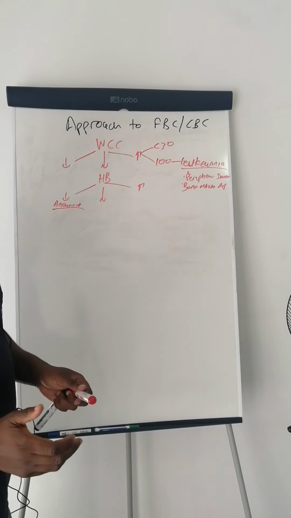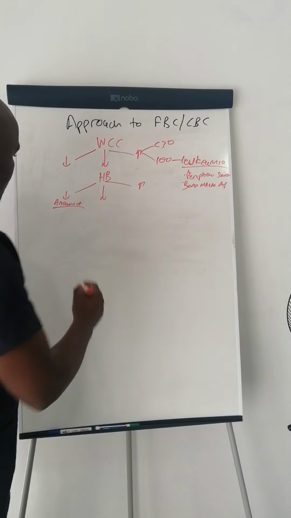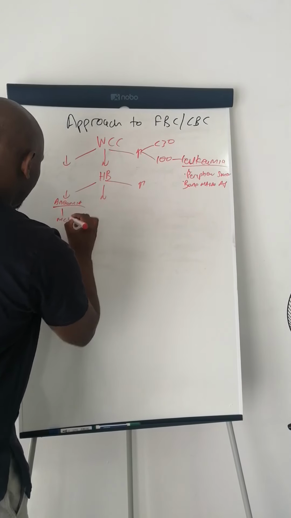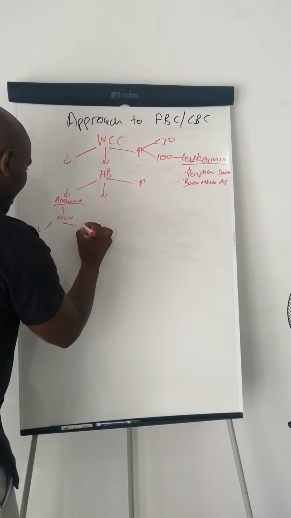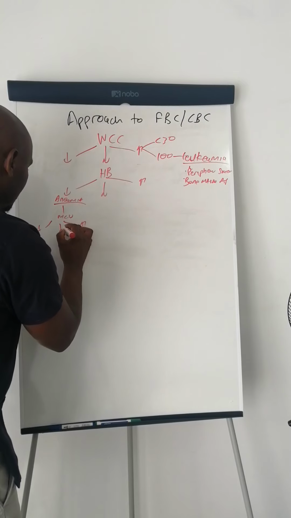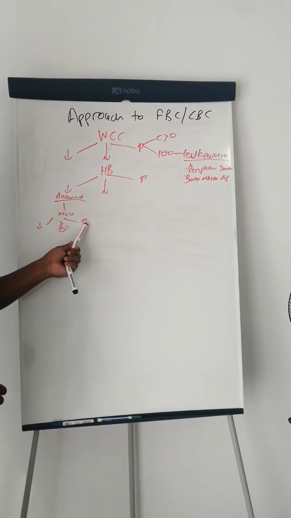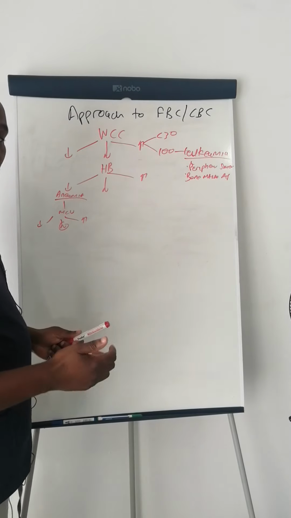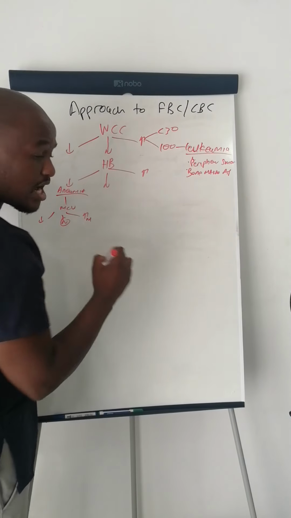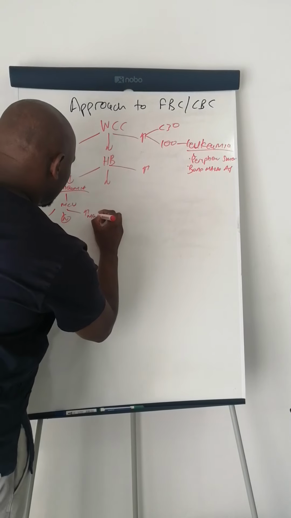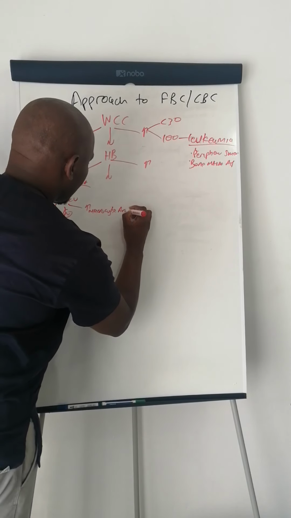But if I'm having anemia, the next thing that I want to look at is the MCV. Is my MCV low? Is my MCV high? Is my MCV normal? If my MCV is high, it means I have megaloblastic anemia, or macrocytic anemia.